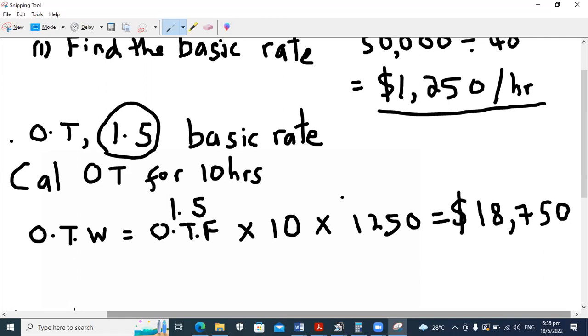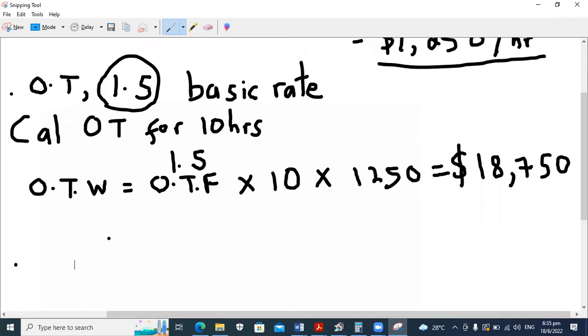And it makes sense, don't you think? If you work 10 hours extra, you just multiply the 10 times how much you normally get, and if they put a bonus on it, you just times it by whatever the bonus is. All right? Yes, sir.